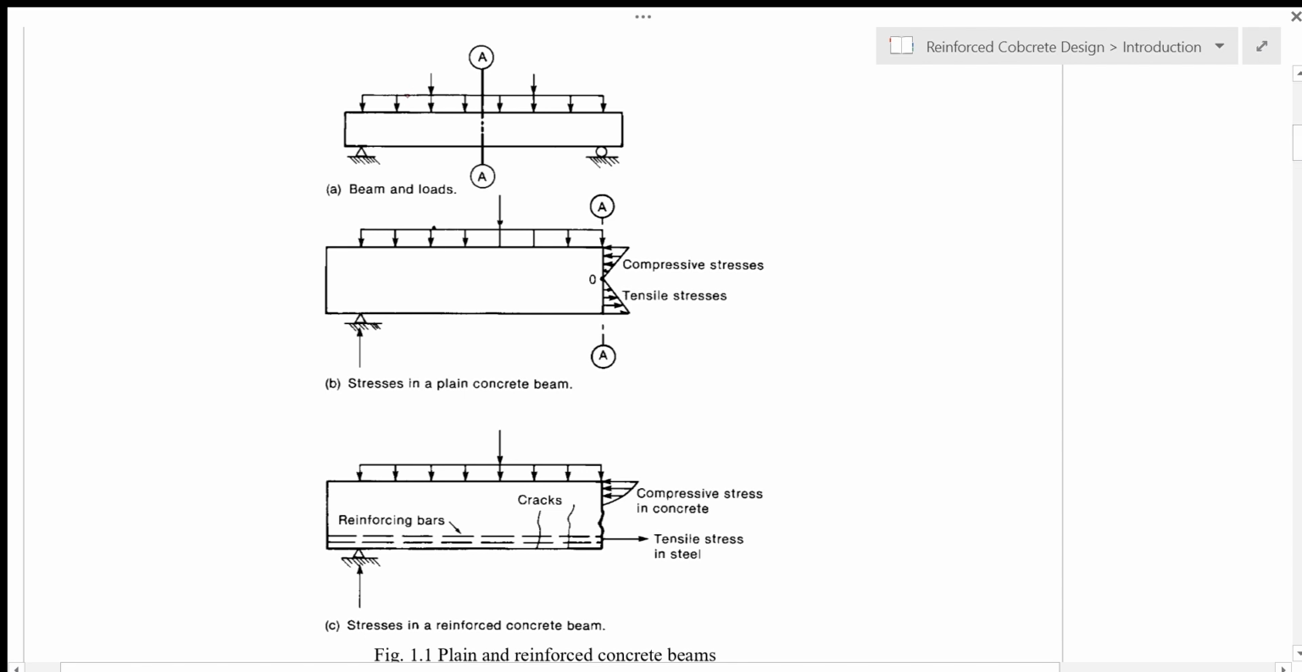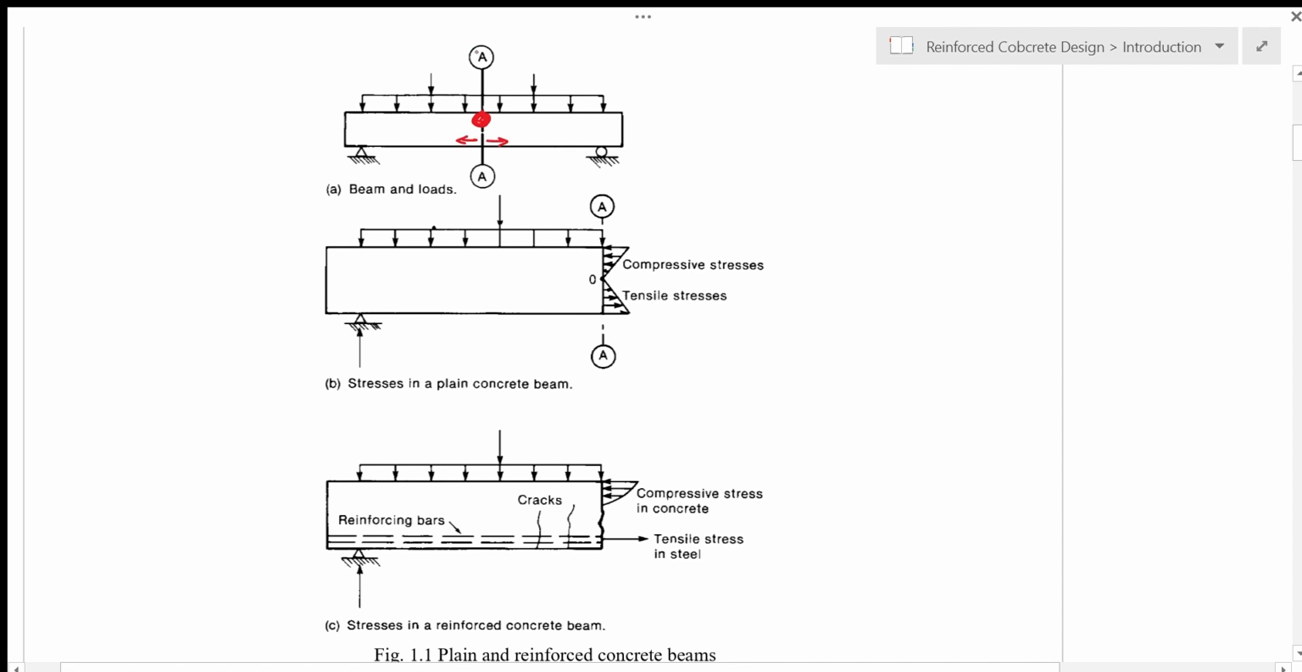First of all, we have a beam loaded with loads like this. This kind of load on a simply supported beam will create compressive stress across section AA at the top. Over here you have compressive stress, and then we have tensile stress at the bottom of the beam.